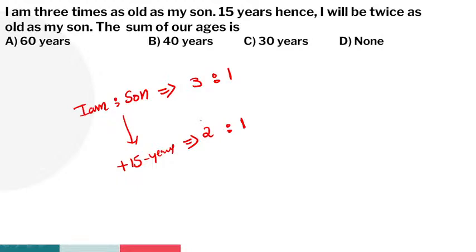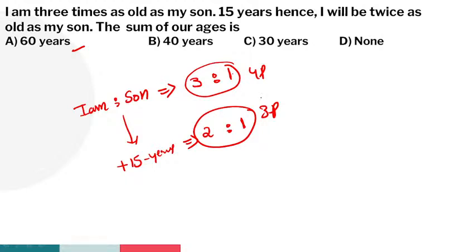Right. Very good. Somebody saying answer, guys. 60 years. Very good. Excellent. Right. So the sum of our ages, let's find out the sum total age here. Right. Go through option verification. Since it's a sum, add everything. 3 plus 1, 4 parts. Next 2 plus 1, 3 parts.